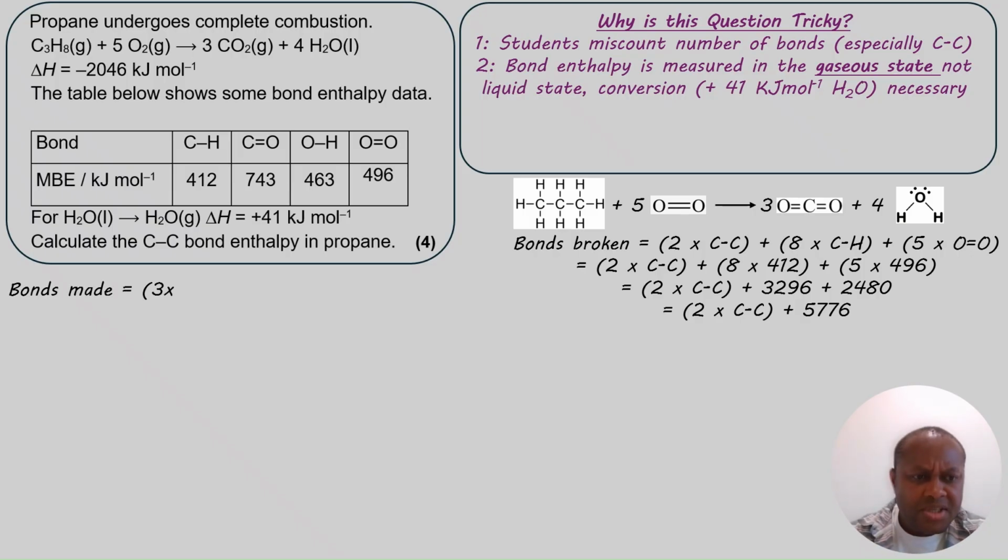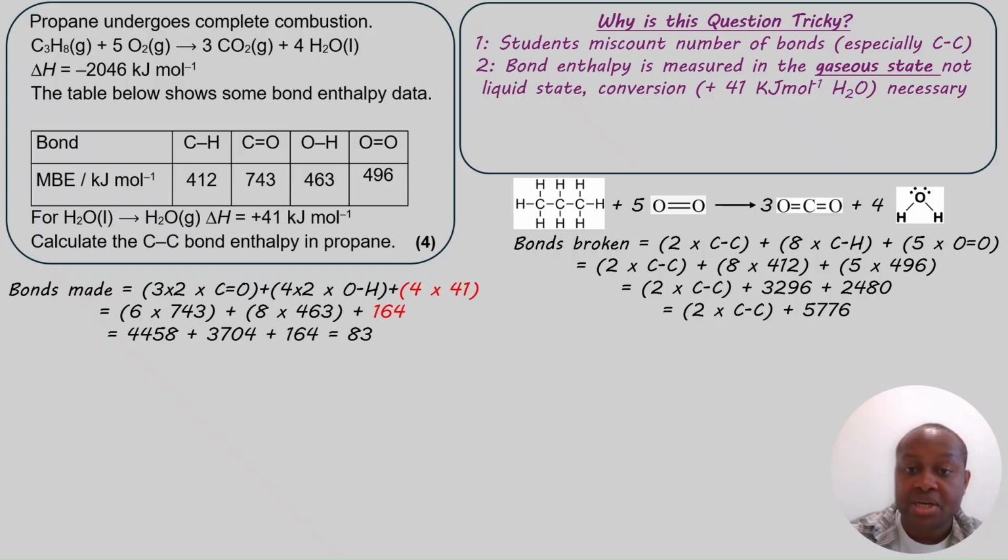So if we look at bonds made here, we can again write out the number of bonds that have been made. We see that for our carbon dioxide, we have 3 moles of carbon dioxide. Each one is made up of 2 carbon-oxygen double bonds. So that's why we have 3 times 2 times C double bond O. Then in water, we have 4 moles of water. Each mole of water has 2 oxygen-hydrogen bonds. This is why we have 4 times 2 times the oxygen-hydrogen bond. And very importantly, and I've marked this in red, we adjust for the enthalpy required to convert the liquid water to gaseous.